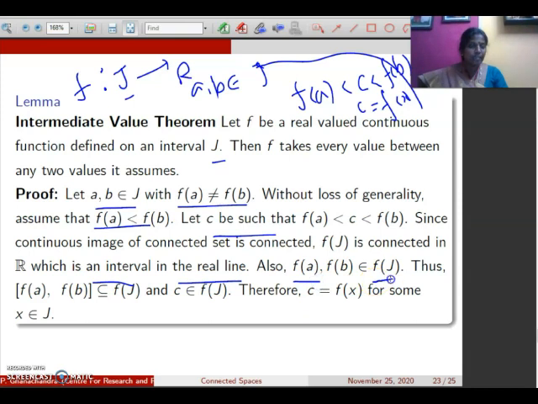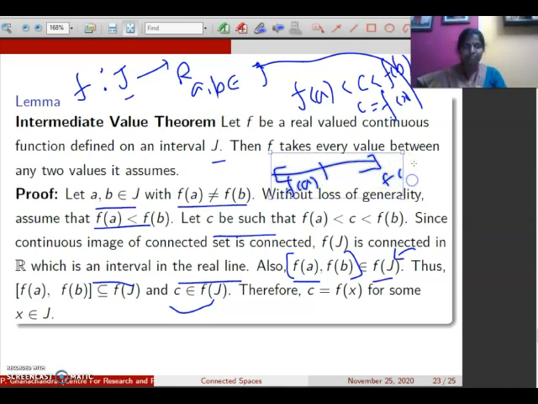Also, f of A and f of B belong to f of J. Then f of J is also an interval. These two elements belong to f of J. Therefore, the closed interval [f of A, f of B] is also contained in f of J. This means C belongs to f of J, because C is an element that lies between f of A and f of B. So C also belongs to f of J. Now, C belongs to f of J means we can write C equal to f of x for some x belonging to J. That's all.